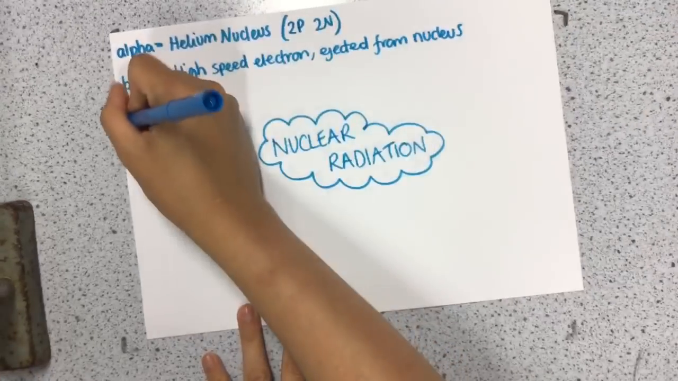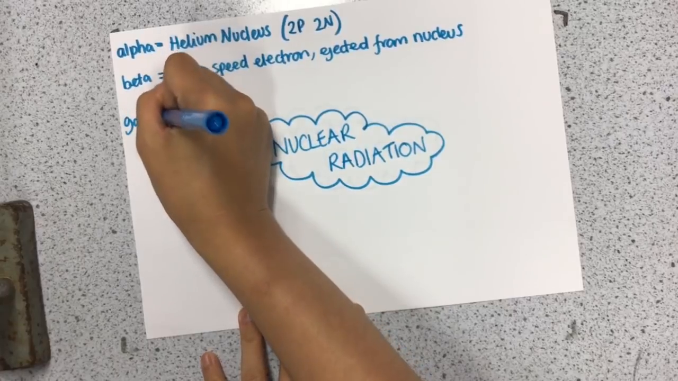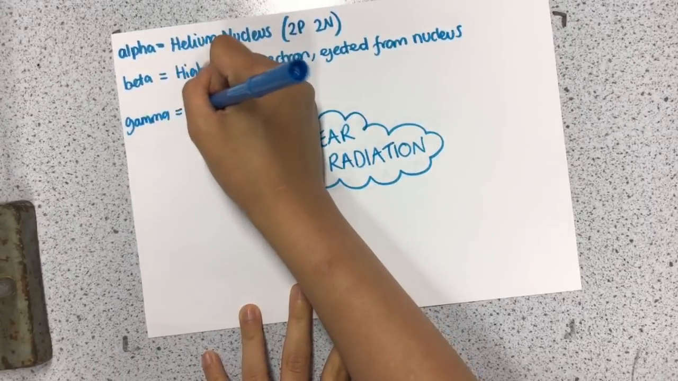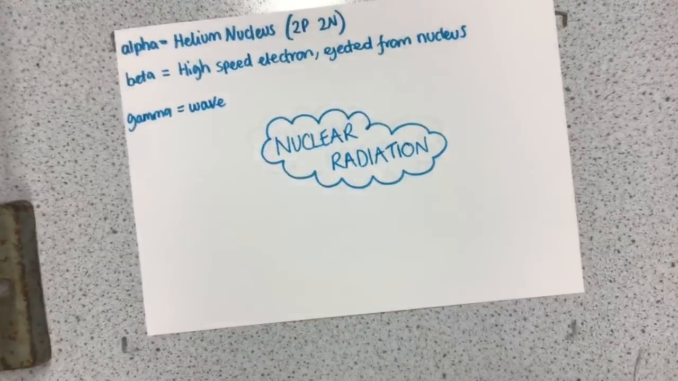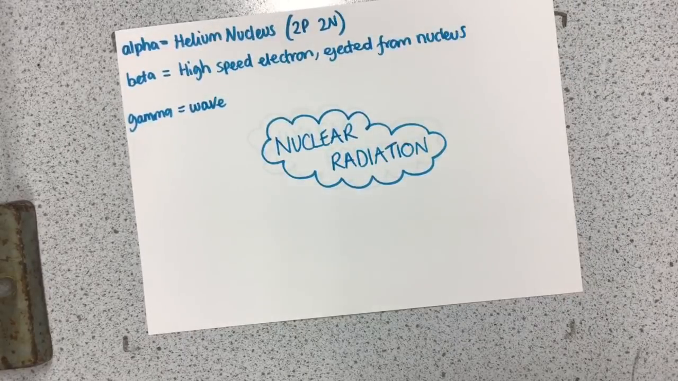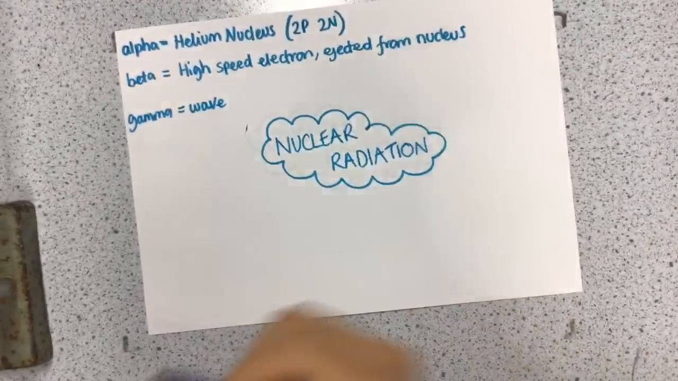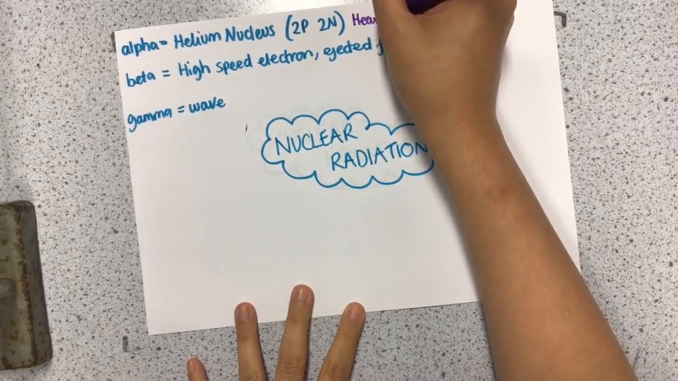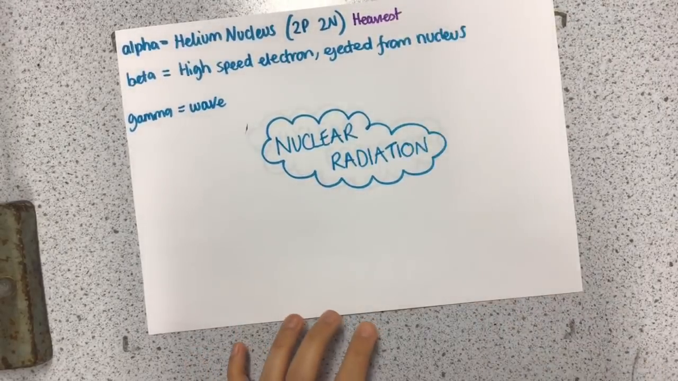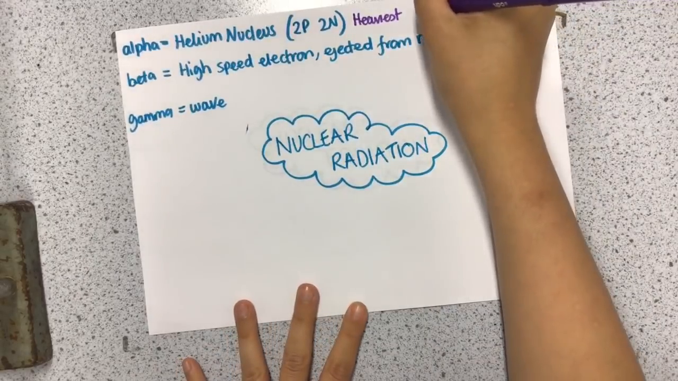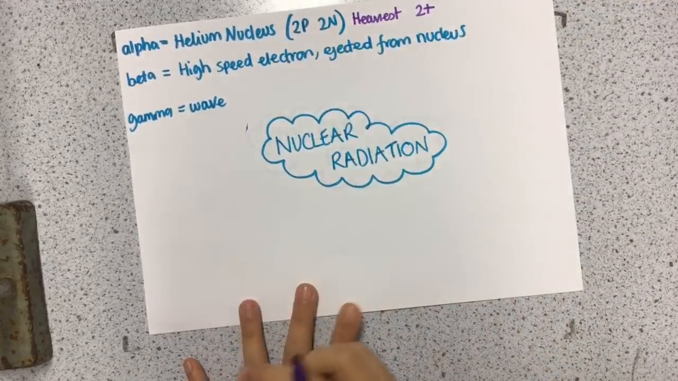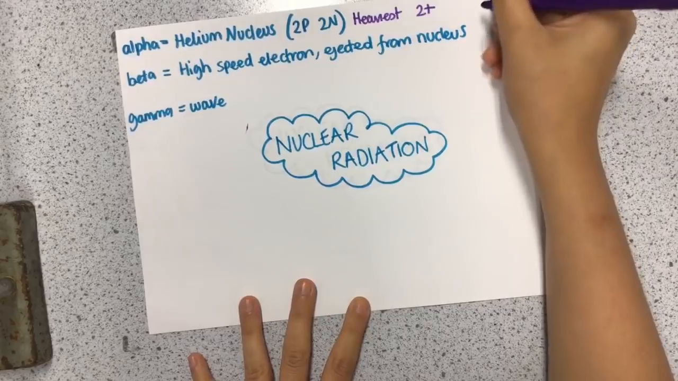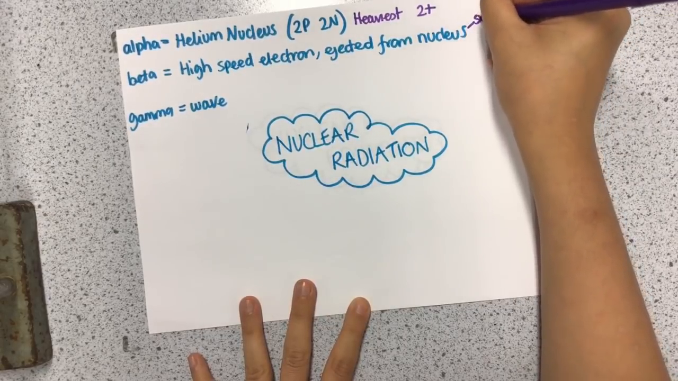And then gamma is a wave. Okay, now if we look at masses and charges, the alpha radiation is the heaviest, with the greatest mass, and it's got a 2 positive charge because of your 2 protons. Beta is very small, it's only an electron.